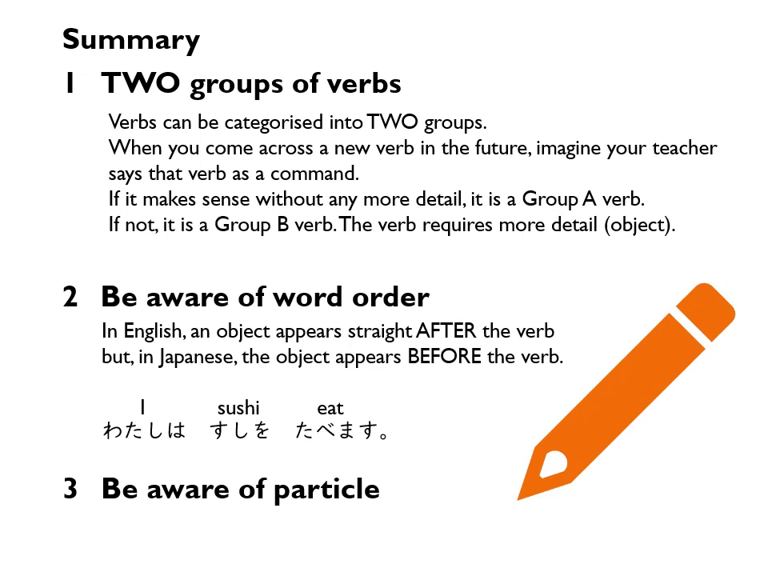Particle. In Japanese, an object is indicated by particle o. There is no equivalent to particle o in English, so this is one of the things you must be aware of when learning Japanese.